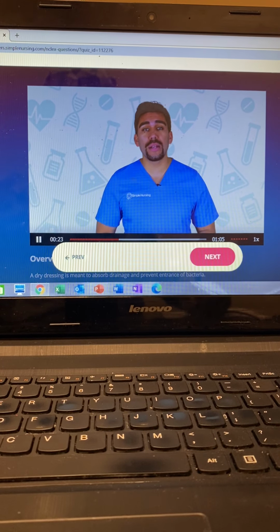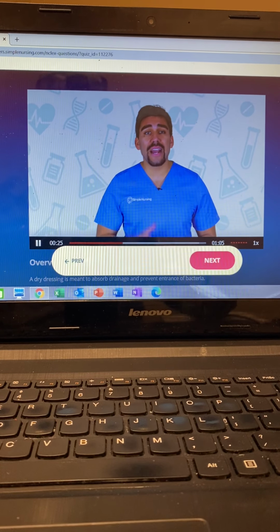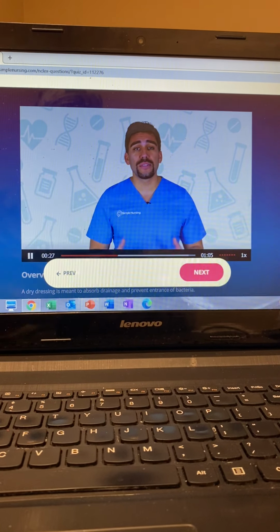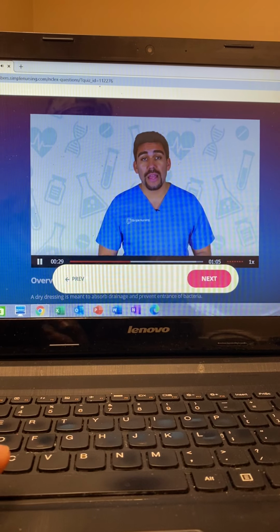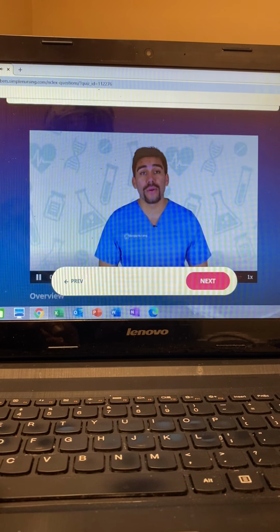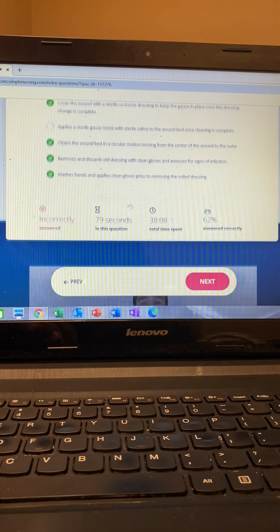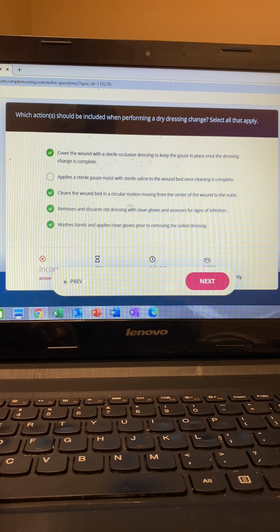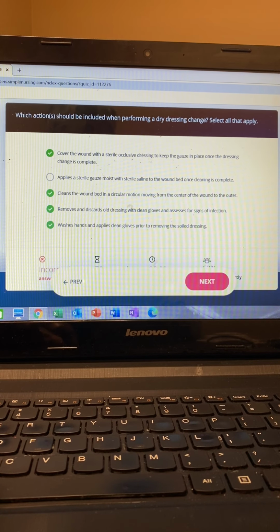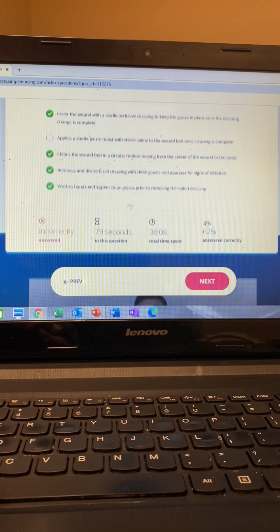So option number 1 is correct. Guys, gauze can be covered with sterile occlusive dressing to keep in place. Option number 2 is incorrect. The dressing should be kept dry, guys, never moist. A dry dressing change is dry. So option 3, 4, and 5 are correct.